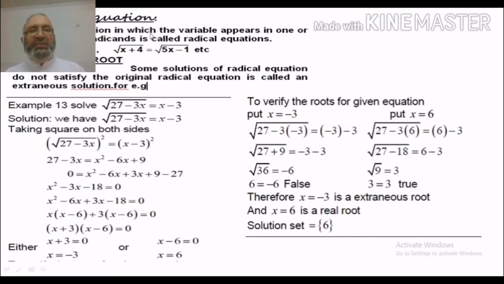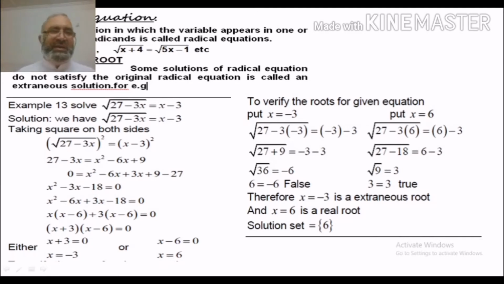Or simply we can define a radical equation as the equation in which at least one term occurs under the radical sign. For example, x plus 2 under root, that is one term, is equal to 3. So here one radical sign occurs, that is a radical equation. Similarly, for example, next, x plus 4 under root is equal to 5x minus 1 under root, etc. There may be 3, 4, 5, etc. radical signs. So at least one term should be under the radical sign. So that is called a radical equation.